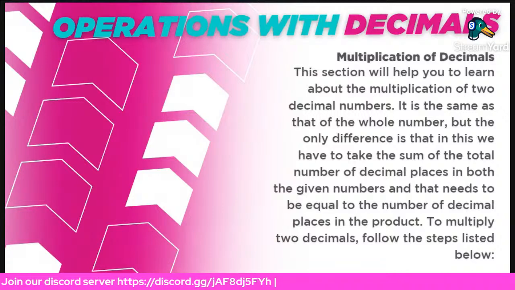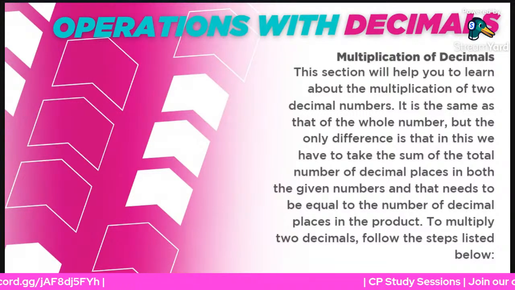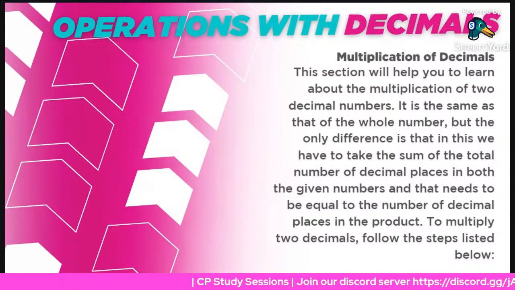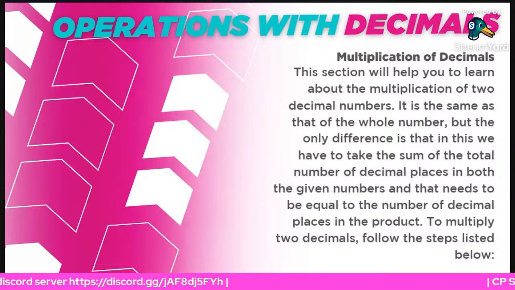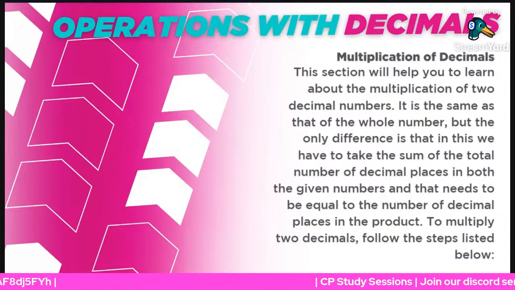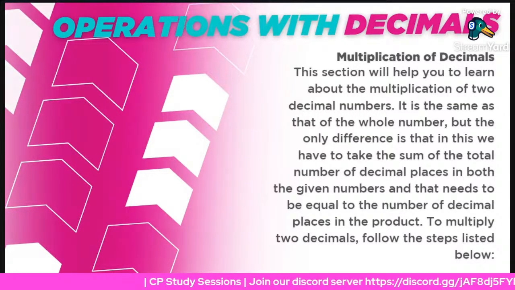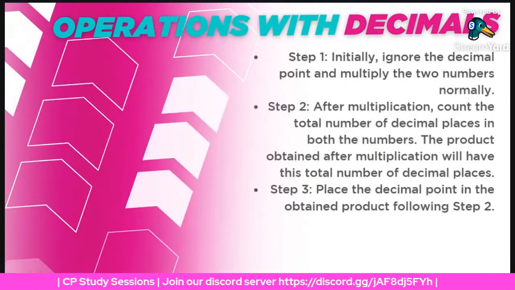Now, multiplication of decimals naman. So this section will help you learn about the multiplication of two decimal numbers. It's the same as that of a whole number. But the only difference is that in this, we have to take the sum of the total number of decimal places in both the given numbers, and that needs to be equal to the number of decimal places in the product. To multiply two decimals, follow the steps listed below, which is the next slide pala.